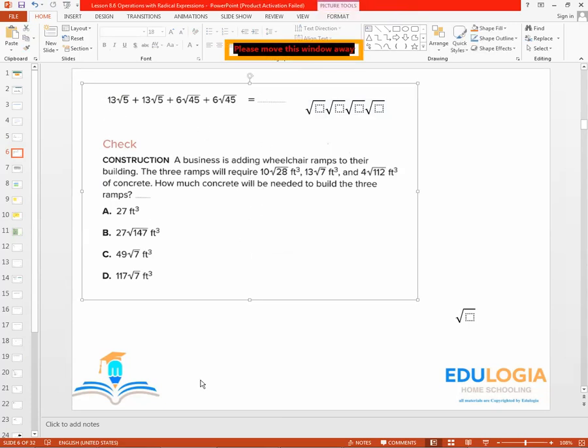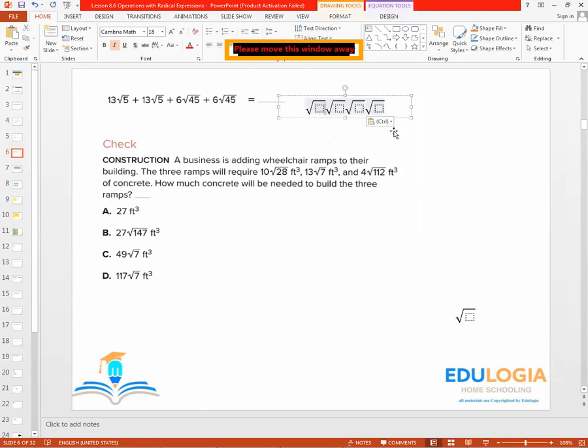We have 13 root 5. What are you going to do? Doesn't change. No change, bravo. It's a 5, 13. What about the second part? Also, it doesn't change. Same, right? 13 also. Okay, no problem. Let us add them, 26, right?